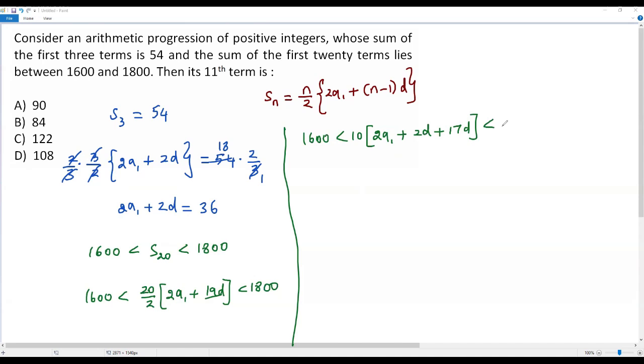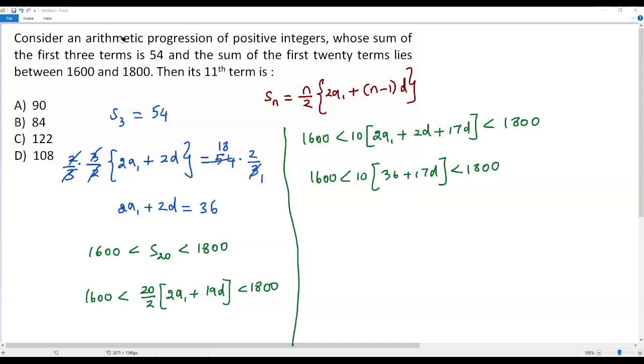Here we have less than 1800. 1600 less than 10 times, and for this expression we can plug in 36 plus 17d, less than 1800. Here in the middle, the complete expression is multiplied by 10, and this 1600 is a multiple of 10. This 1800 is also a multiple of 10.